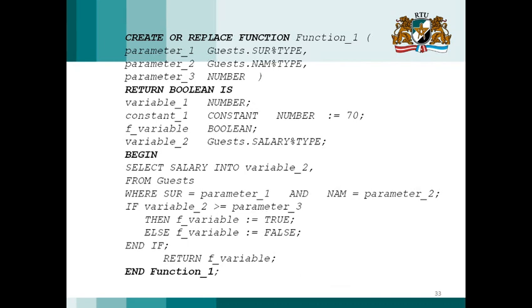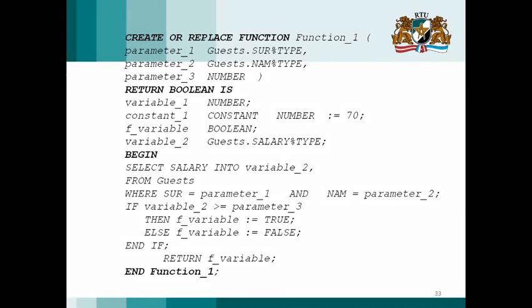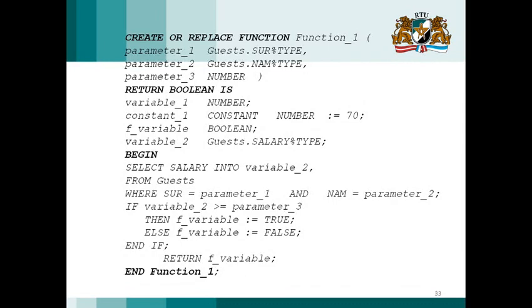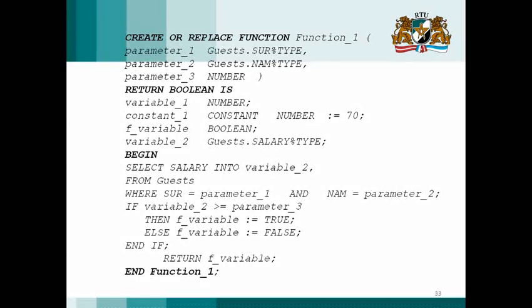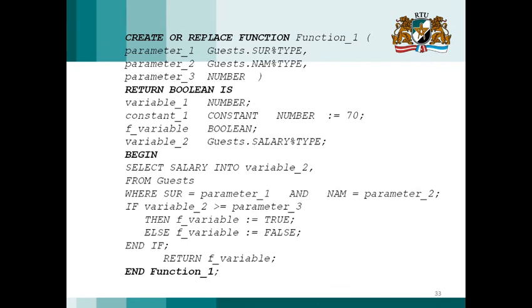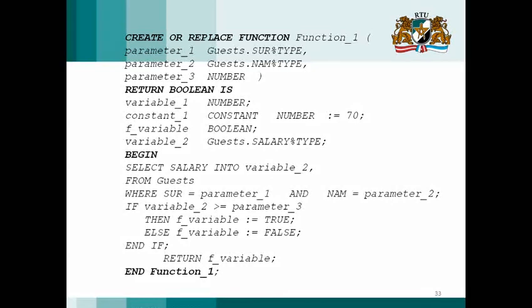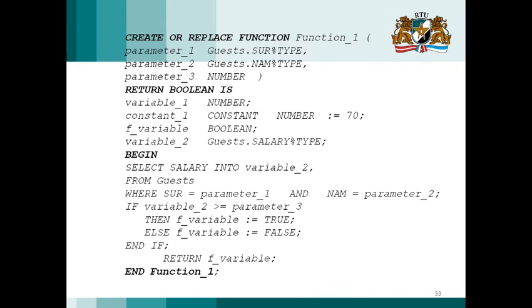Then we select the salary into variable 2. So there will be 300, variable 2 will be equal to 300. And then we compare this variable 2 with this parameter 3, which we have given 200. And in this case, we can see that Ilze's basic salary of 300 is more than the specified salary parameter of 200. And it means that the function variable is true, and this is the value this function returns.